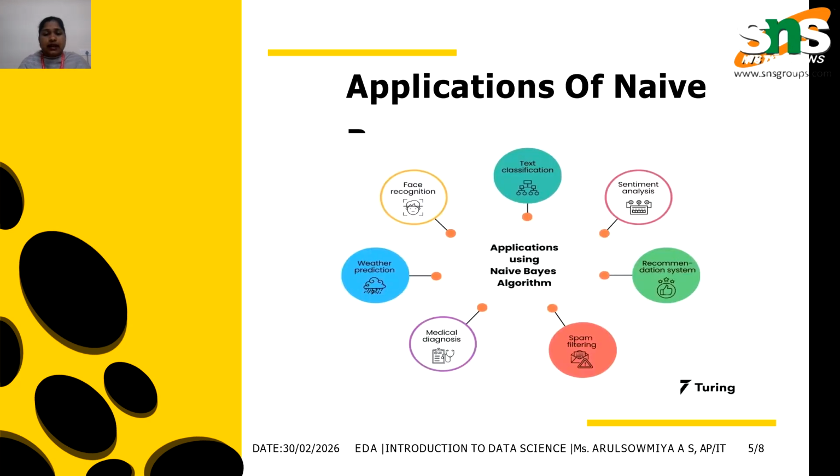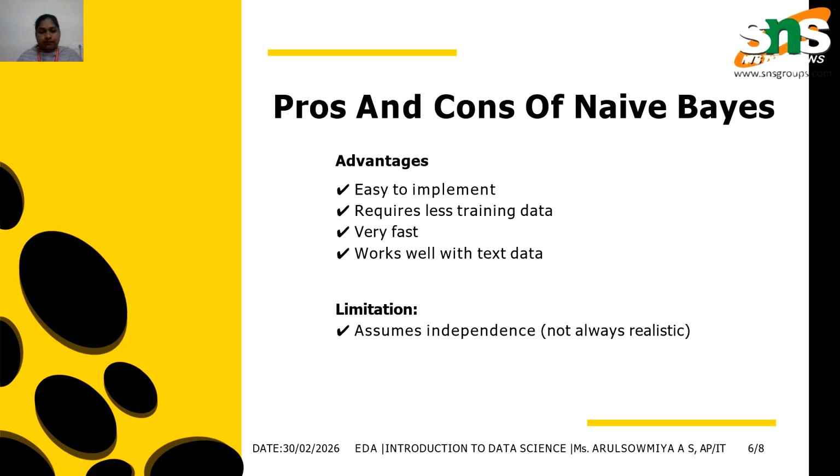So let's see applications of naive Bayes. Here it shows the applications using the naive Bayes algorithm. The first is text classification, and then sentiment analysis. The next one is recommendation system, and then spam filtering. And then medical diagnosis, weather prediction, and face recognition. So these are the applications using the naive Bayes algorithm.